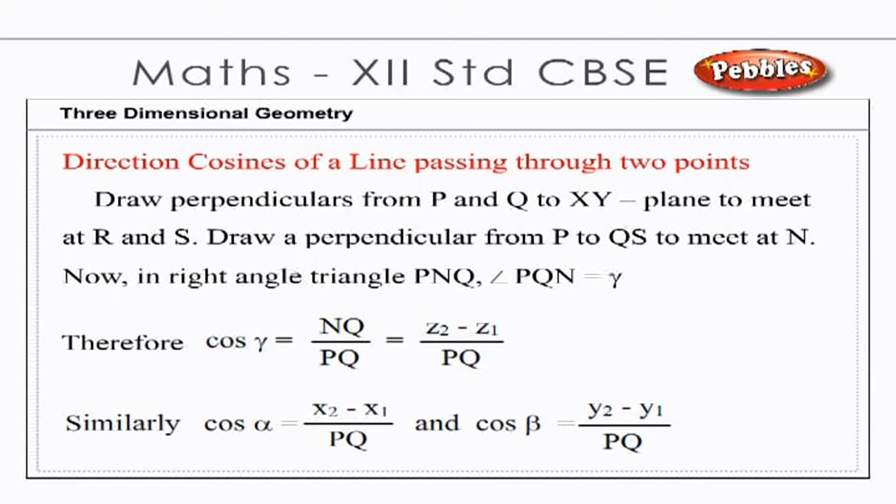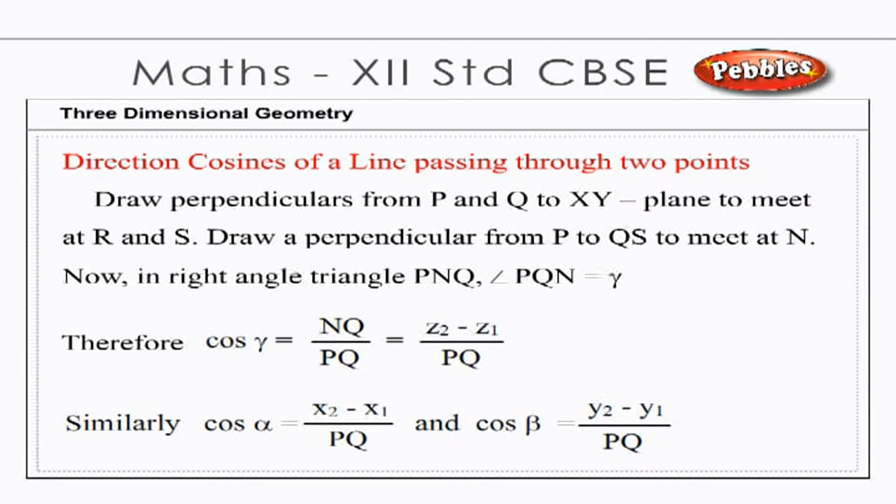Draw perpendiculars from P and Q to the xy plane to meet at R and S. Draw a perpendicular from P to QS to meet at N. Now, in right angle triangle PNQ, angle PQN is equal to gamma. Therefore, cos gamma is equal to NQ by PQ, which is z2 minus z1 by PQ. Similarly, cos alpha is equal to x2 minus x1 by PQ and cos beta is equal to y2 minus y1 by PQ.